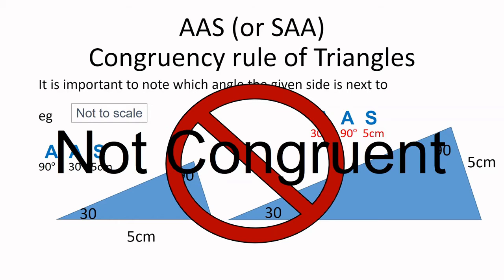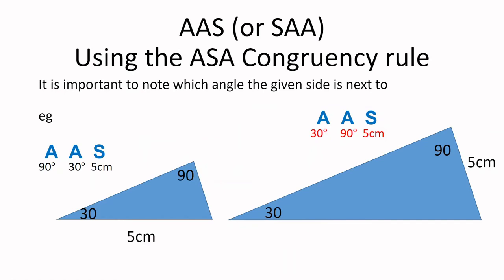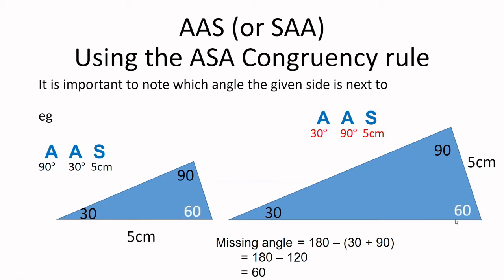So let's have a look at it another way. Even though I've got the same two angles and the same side length, let's figure out what the third angle would be so that I can look at this as an ASA triangle. If two of my angles are 30 degrees and 90 degrees in both triangles, 30 plus 90 is 120. The missing angle must be 180 minus that 120, which is 60 degrees. So here I've got a 60-degree angle, and here I've got a 60-degree angle. Now I've got two angles with the side length in between.